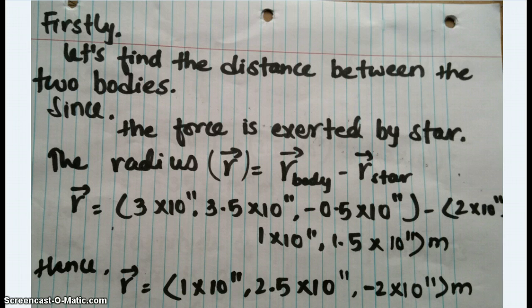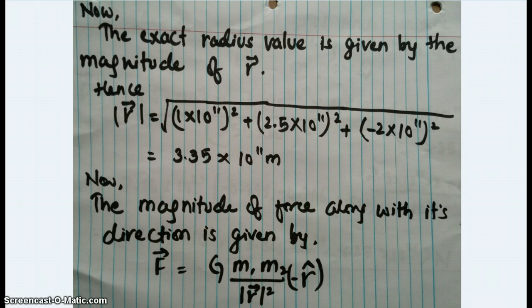But note that this is not the radius. This is just the vector quantity. We need to find its magnitude to get the actual distance, which is the radius between these two bodies. So we take the magnitude of the radius vector that we found by subtracting the positions of those two bodies, and what we get is 3.35 into 10 to the power 11 meters. Now that is the distance between these two bodies.